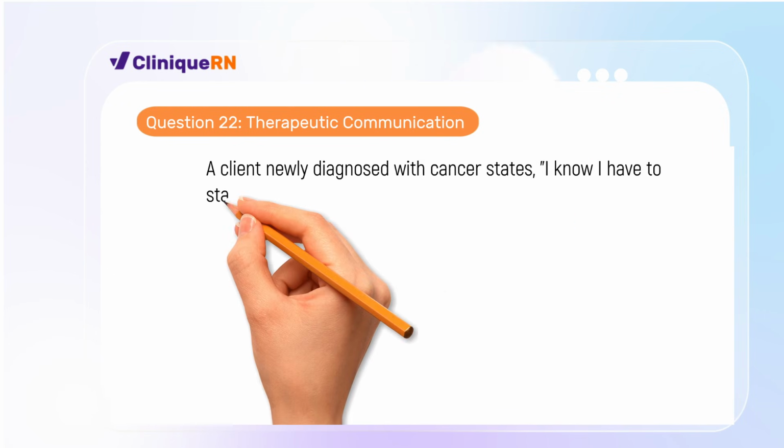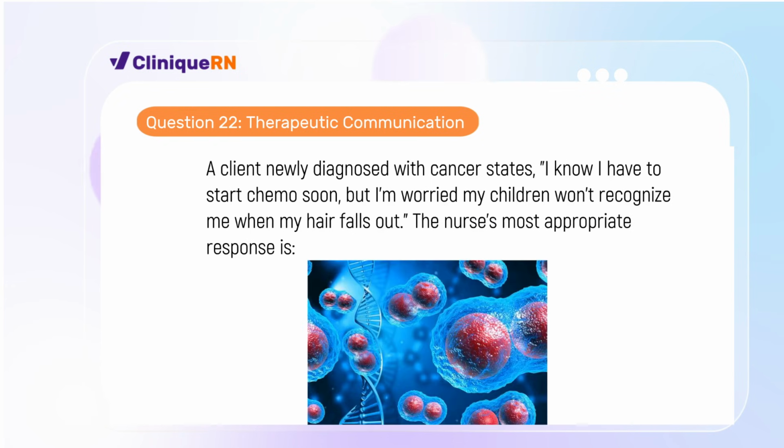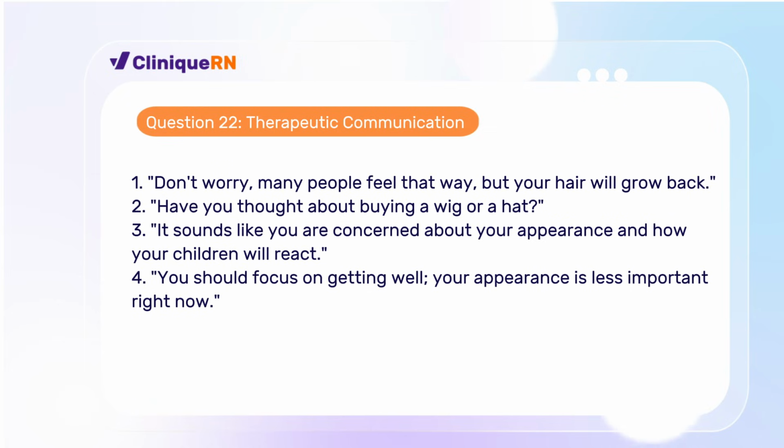Question 22. Therapeutic communication. A client newly diagnosed with cancer states, "I know I have to start chemo soon, but I'm worried my children won't recognize me when my hair falls out." The nurse's most appropriate response is 1. "Don't worry, many people feel that way, but your hair will grow back." 2. "Have you thought about buying a wig or a hat?" 3. "It sounds like you are concerned about your appearance and how your children will react." 4. "You should focus on getting well. Your appearance is less important right now."